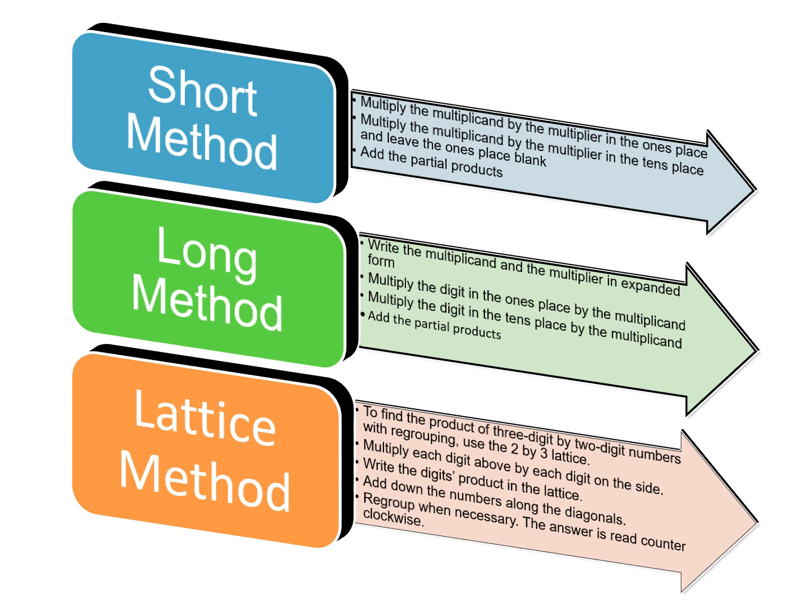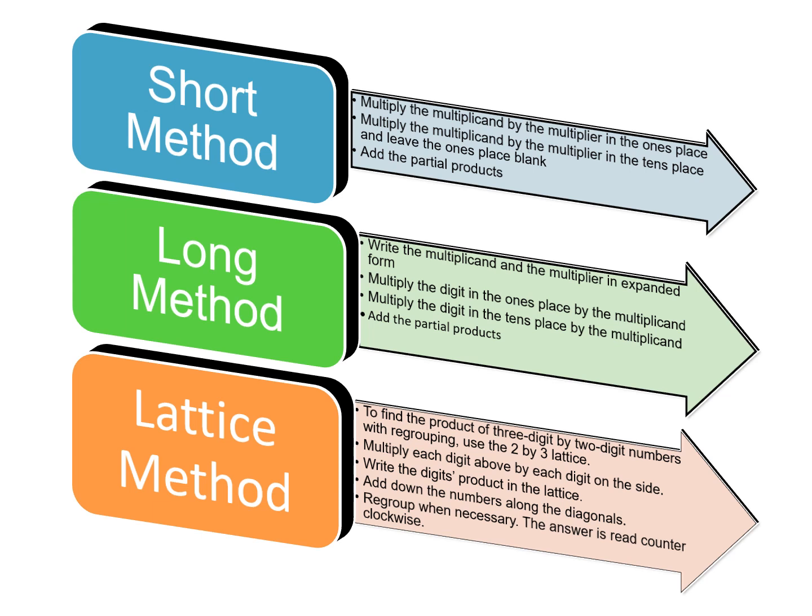The long method has 4 steps. First, write the multiplicand and the multiplier in expanded form. Second, multiply the digit in the ones place by the multiplicand. Third, multiply the digit in the tens place by the multiplicand. Fourth, add the partial products.